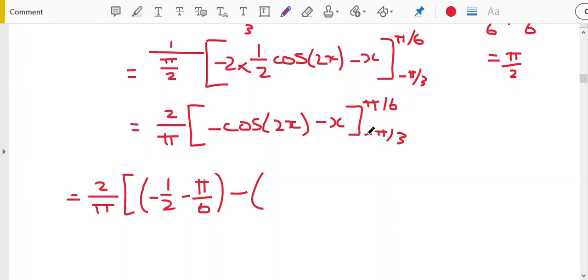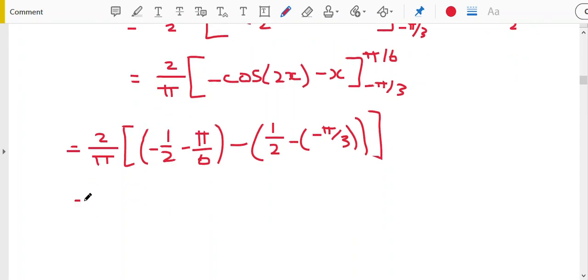So we need to substitute minus pi over 3 into our antiderivative, which will be negative cos of negative 2 pi over 3. Now cos of negative 2 pi over 3 will actually be negative a half, multiplied by the negative in front is a half. Take away a minus pi over 3, and I substitute minus pi over 3 in for x. And now I just need to simplify all this.